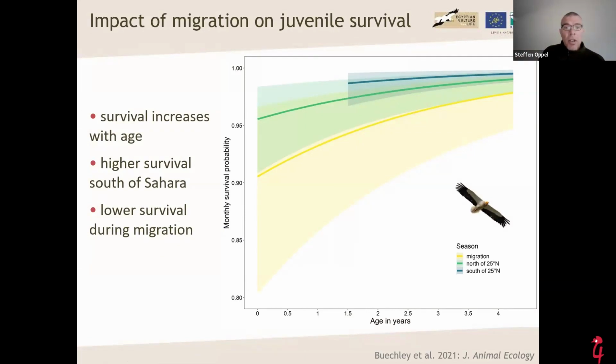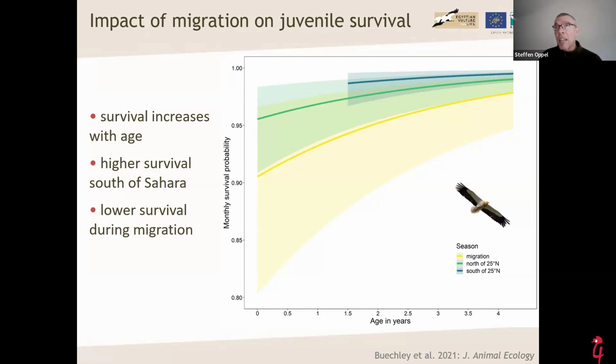And you can see that on this graph. So this projects the survival probability, the monthly survival probability over age for the first 4 years of a young vulture from Eastern Europe. So you can see that survival increases with age. As the birds get older, they are better at surviving every month. But you can also see the massive difference between migration, that's the yellow line, which is a lot lower than the resident periods, either north of 25 degrees north, so that's in the breeding grounds, or in Africa, south of 25 degrees north. That's where the birds are in wintering areas and where they spend a large portion of their first few years. So we see a lower survival during migration.